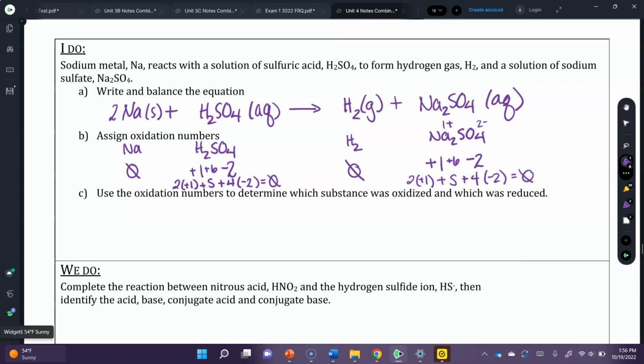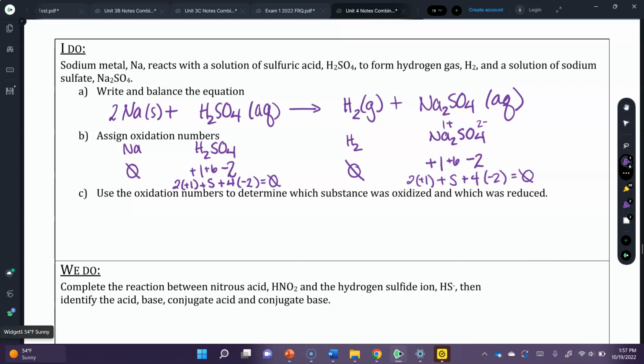Now, if you have to do this for the AP test, you don't have to show all of this work, though it might help you to check, especially for things like sulfur, and make sure that you are solving it correctly. So we're now going to do C, where we use the oxidation numbers to determine which substance was oxidized and which one is reduced.